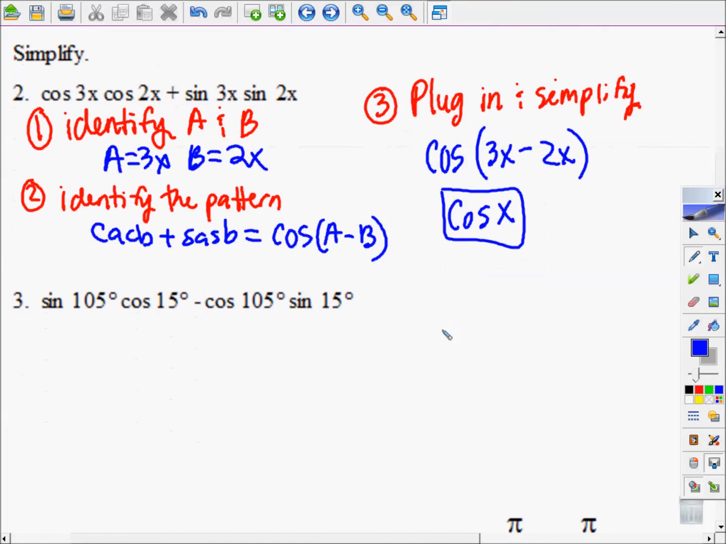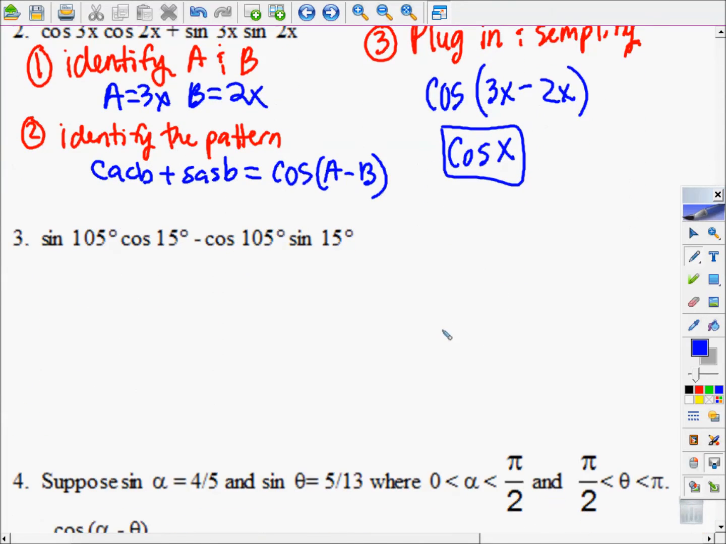All right. So let's look at 3. We're going to follow the steps. Step 1 tells me to do what? Identify A and B. What's A? A is 105 degrees. And B is? 15 degrees. Okay. Step 2 tells me to do what? Identify the pattern.